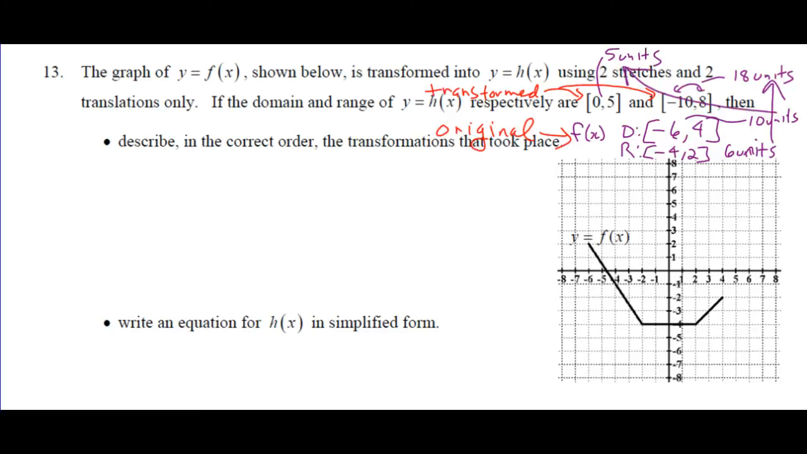Okay, so before we move on, let's just talk about the stretches. This is the transform. Something has been changed so that its domain is now 0 to 5 and its range is now negative 10 to 8. This is the original, and this is its domain and range. Its domain is negative 6 to 4, which covers 10 units. And now it covers 5 units, so there is a horizontal stretch about the y-axis by a factor of 1/2.